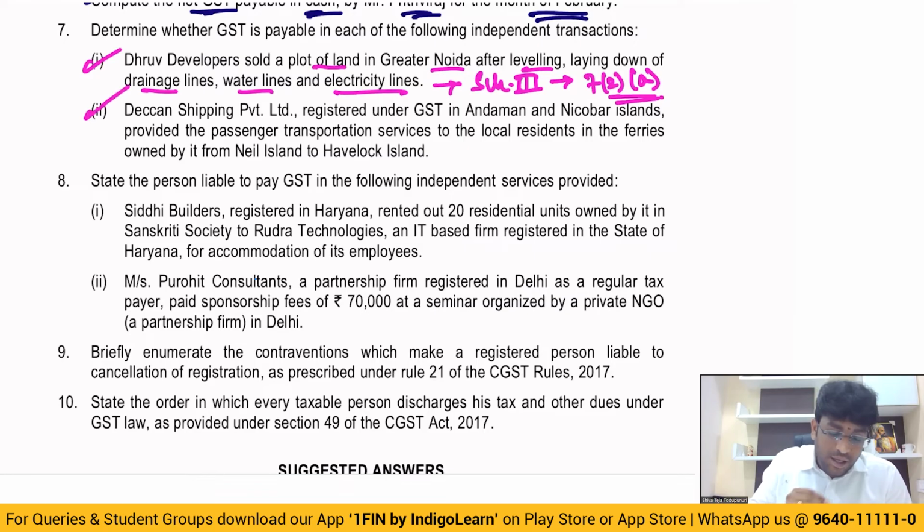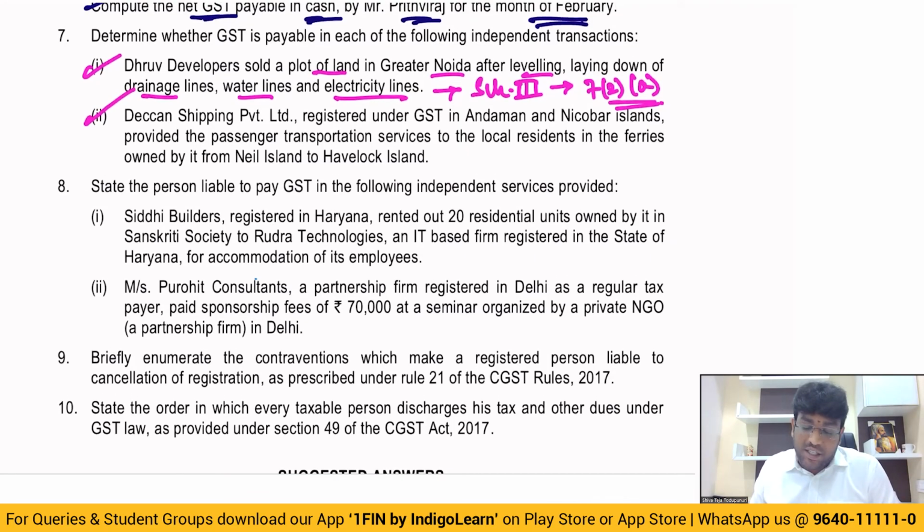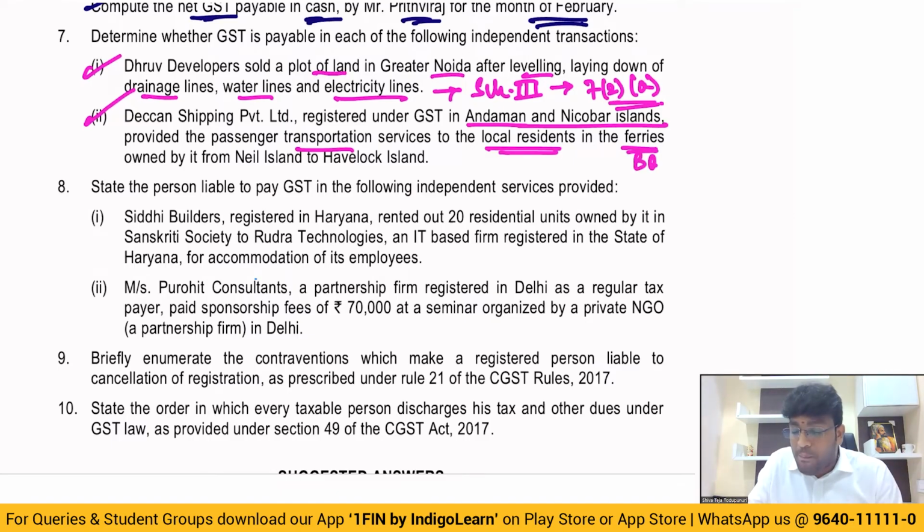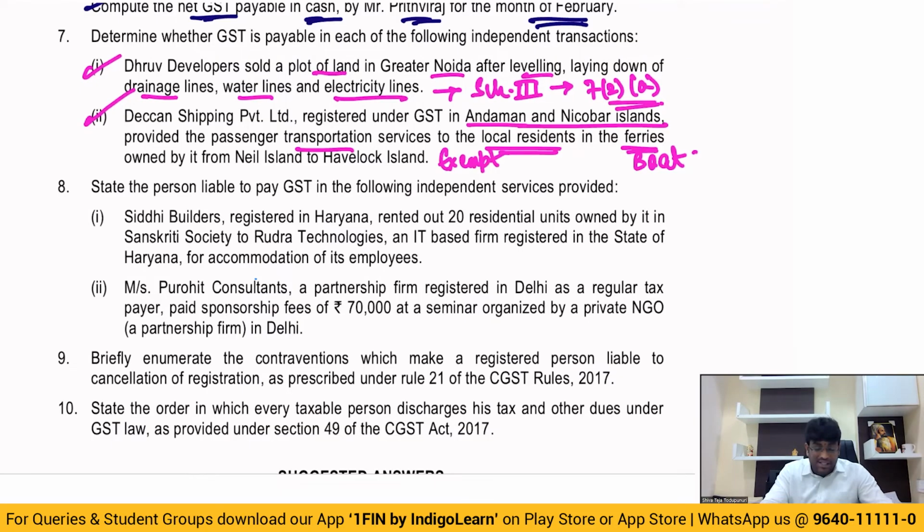Next point. Deccan Shipping Company Private Limited, registered under GST in Andaman and Nicobar Islands, provided passenger transportation service to local residents in ferries. Ferry means something like a boat or vessel owned by it, from Neil Island to Havelock Island. Let me tell you, my dear friends, this service is an exempt service, where we discussed the point that transportation of passengers in a vessel between places located in India, other than predominantly for tourism purpose, is exempt. You're getting my point, my dear friends?